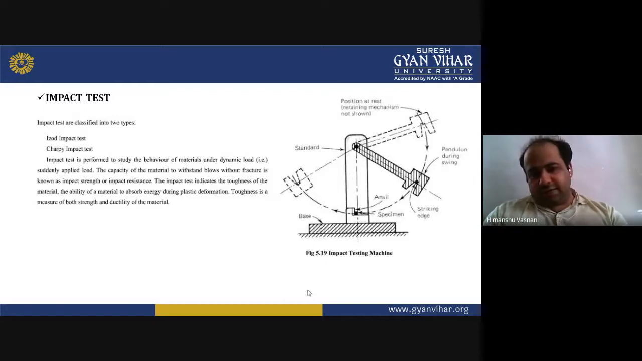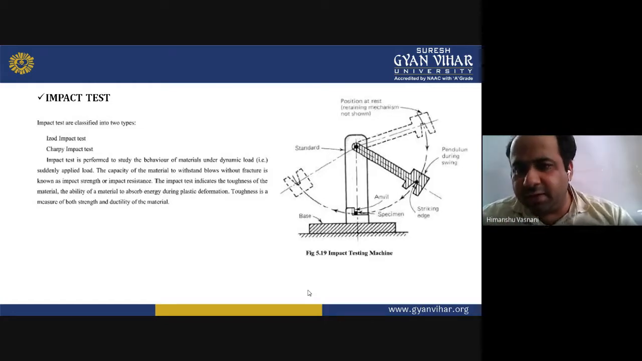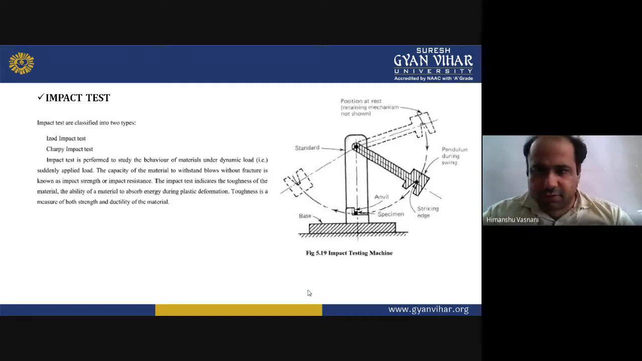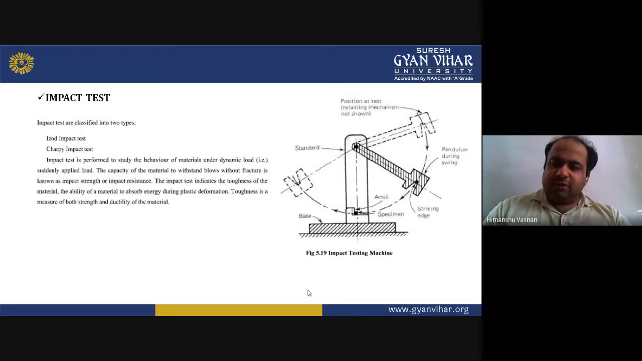Toughness is a measure of both strength and ductility of a material. You can see in this diagram an impact testing machine. There is the position at rest, where the latching mechanism is not shown, and then the pendulum during swing, going in this direction as the arrows show. Then you have a striking edge.